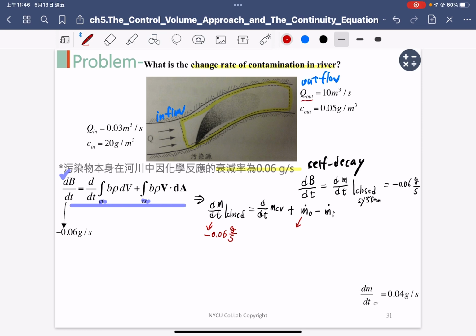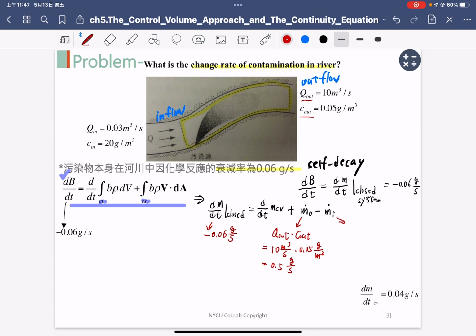We have the Q out here and the C out here, right? So this will equal Q out multiplied by the concentration C out. The number will equal 10 meter cubed per second multiplied by 0.05 g per meter cubed, so that will equal 0.5 g per second. This is caused by the mass outflow.